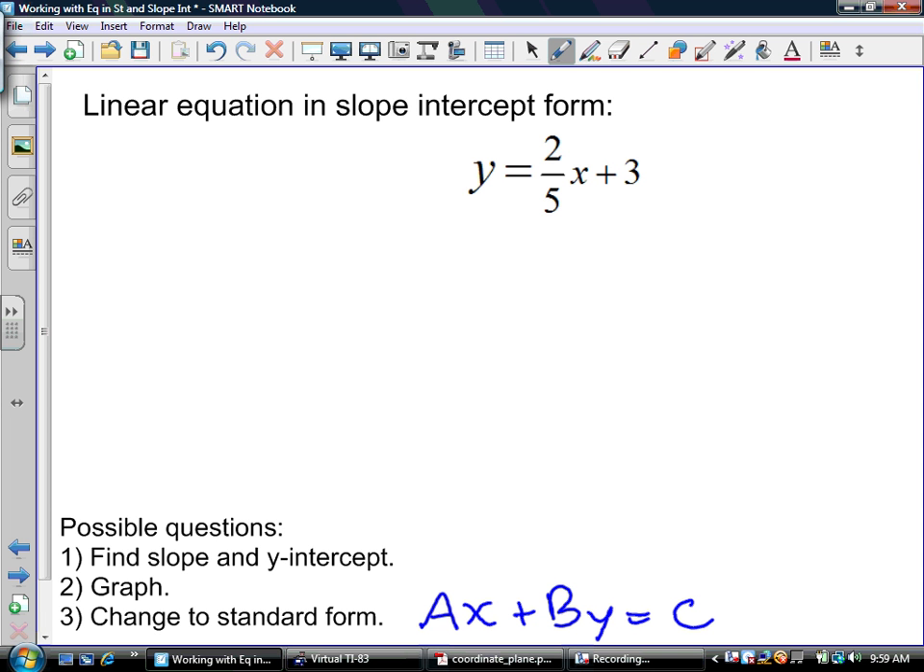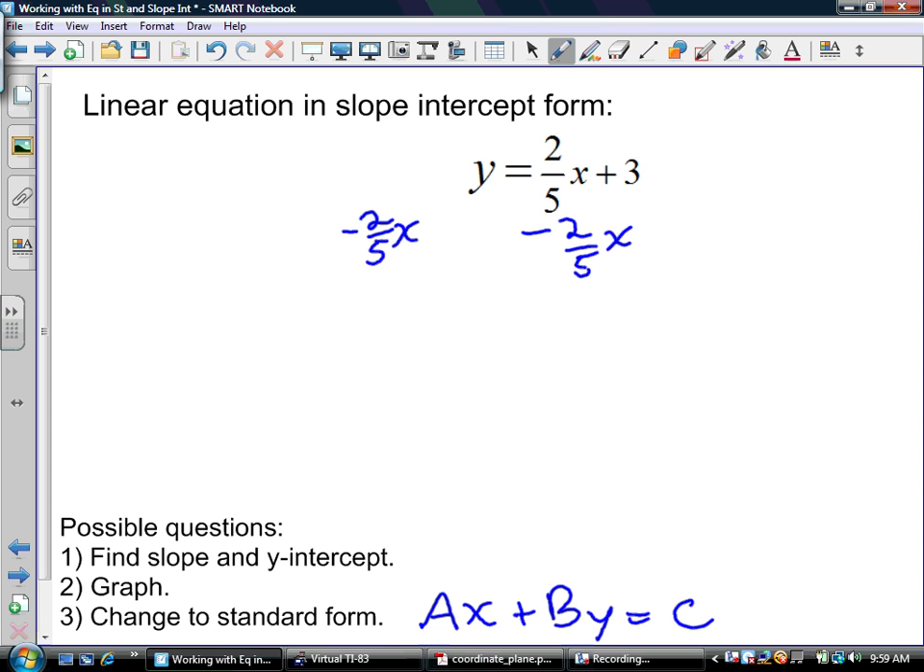So what we're going to need to do is get x and y on the same side, number one, and number two, we're probably going to have to get rid of that 2/5 because we're not supposed to have any fractions in an equation in standard form. So why don't we get rid of the 2/5 x and put that on the other side, so we get x and y on the same side. I'm going to subtract 2/5 x from both sides of the equation.